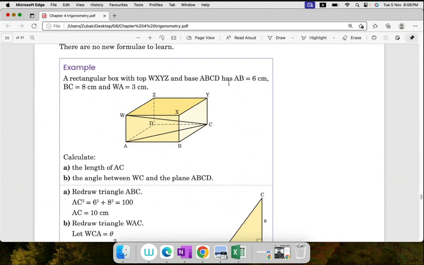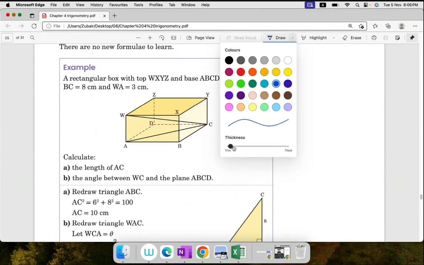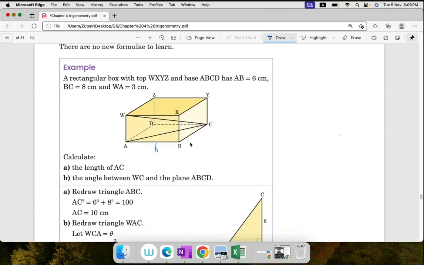And base ABCD has AB is equal to 6 centimeters, BC is equal to 8 centimeters, and WA is equal to 3 centimeters. Calculate the length of AC.